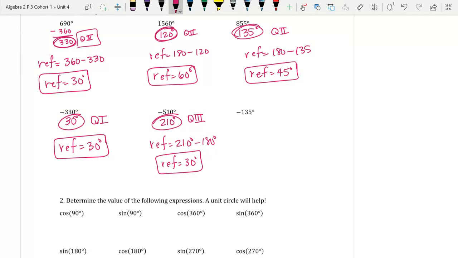Negative 135. If I add 360 to that, I get 225, which also is in quadrant 3. So the reference angle for quadrant 3 is to take the angle we have, 225, and subtract 180. So the reference angle is 45 degrees.